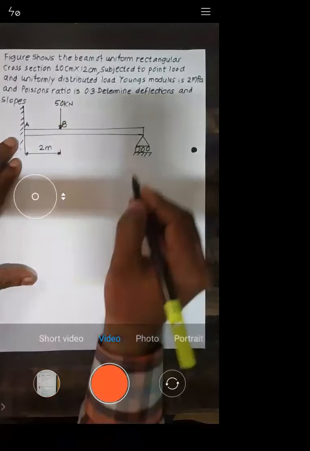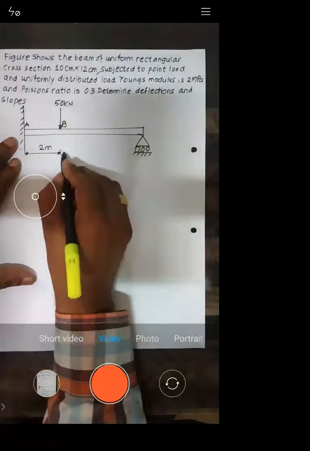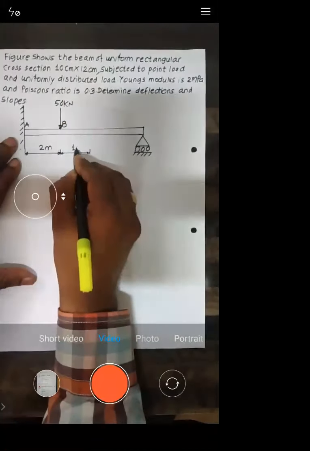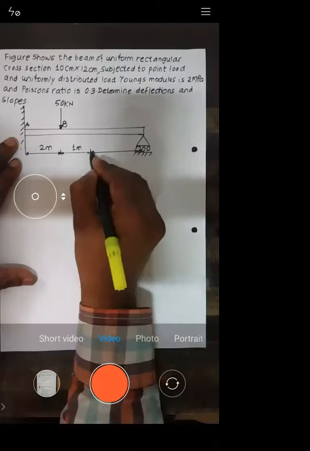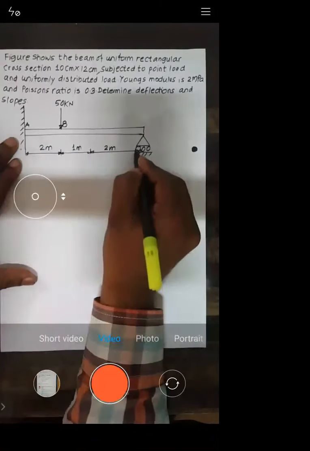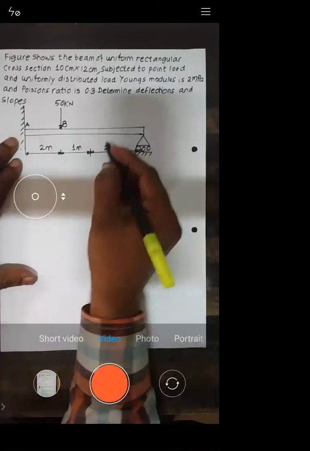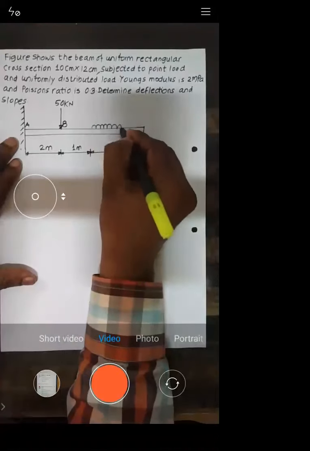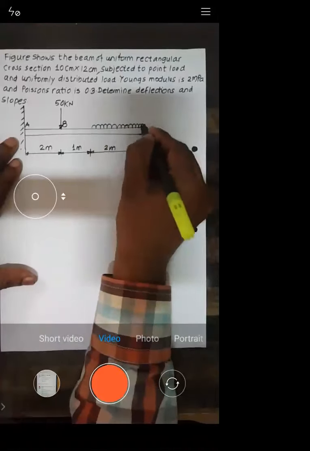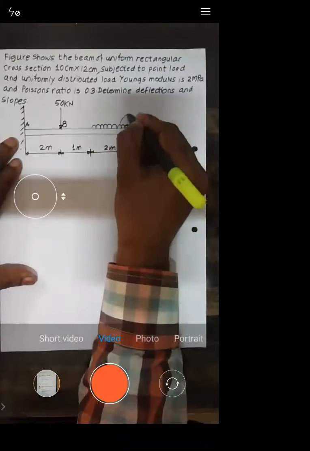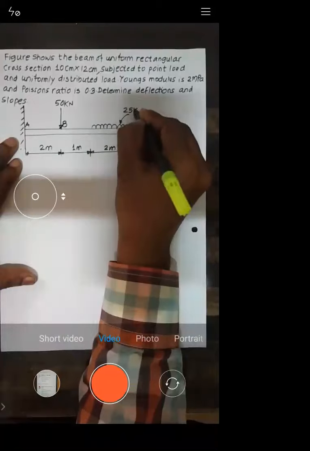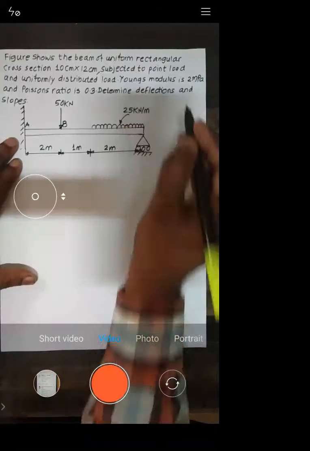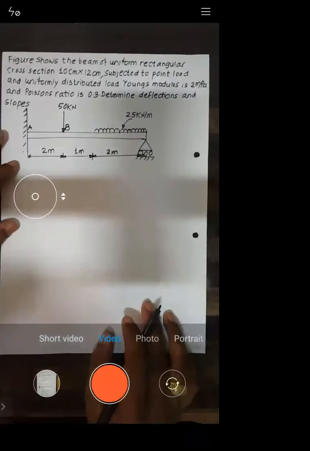Then for another 1 meter there is nothing, and for the rest of the 2 meter, this is 2 meter only, they have a uniformly distributed load with the intensity 25 kilonewton per meter.